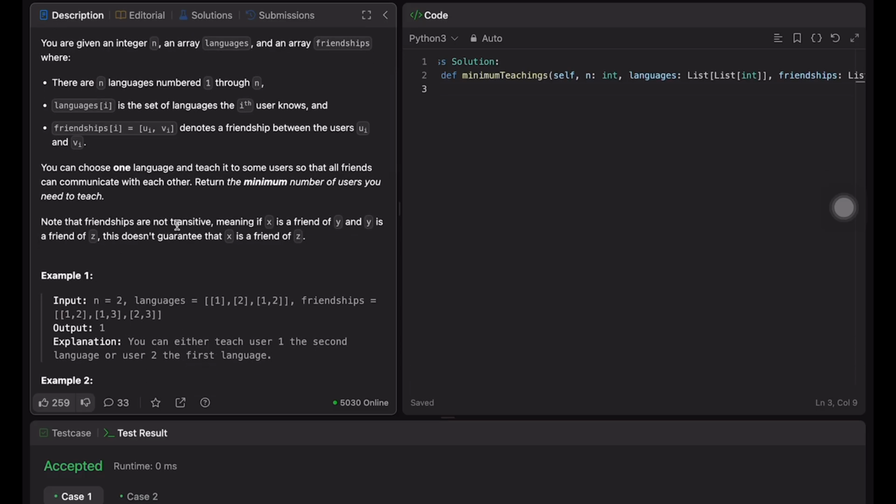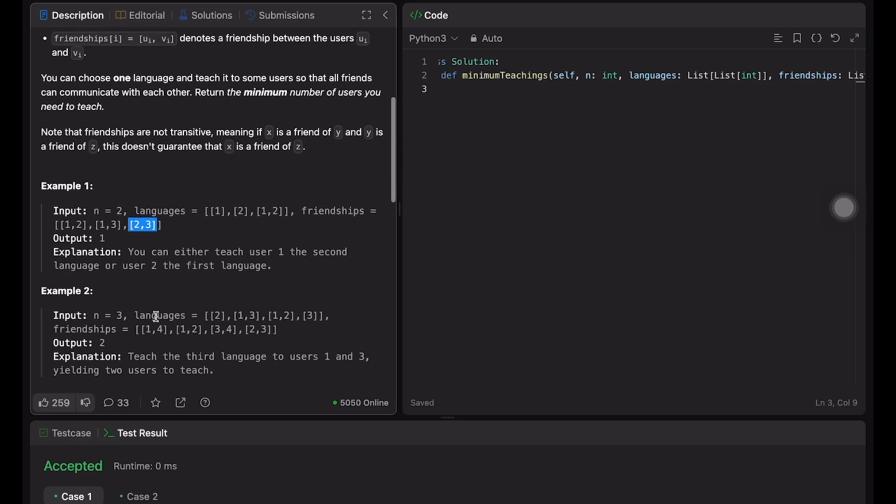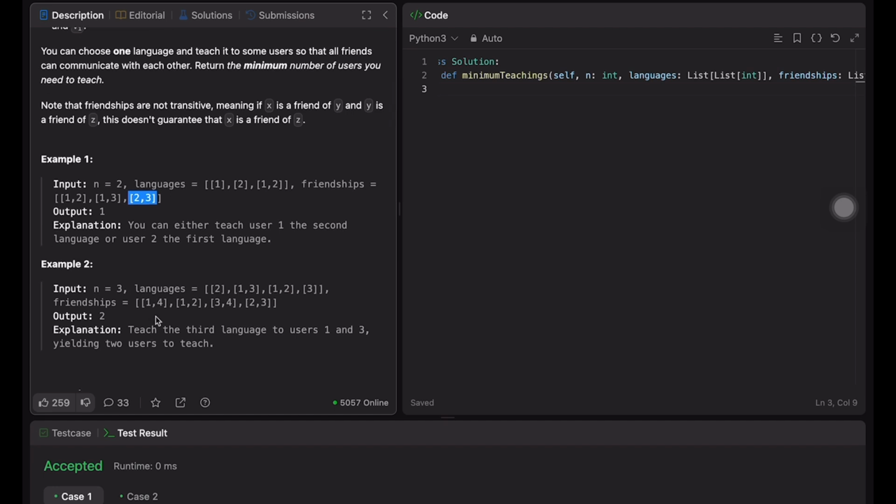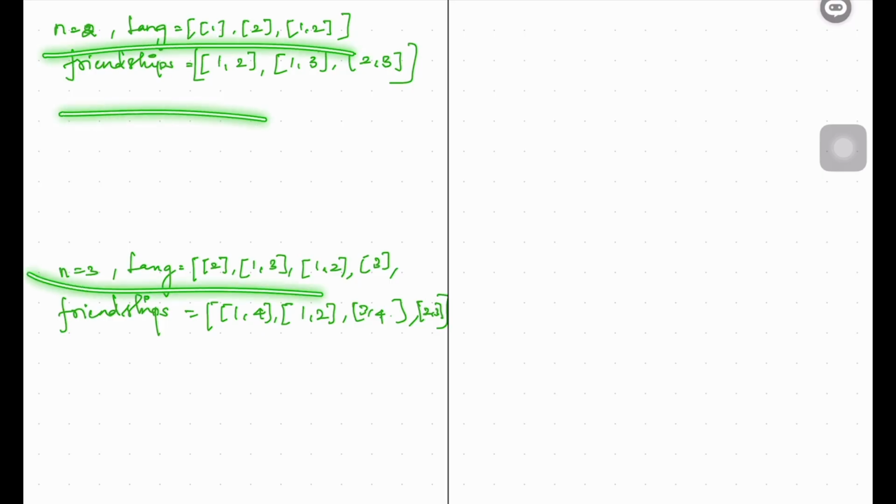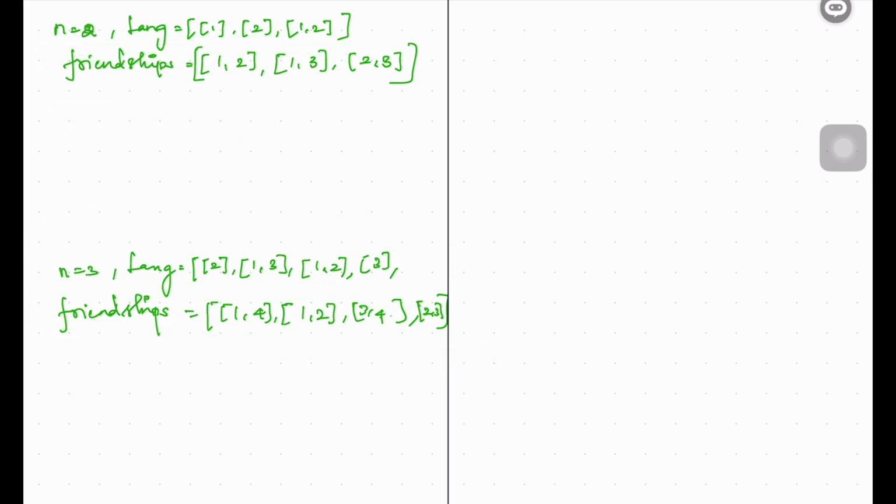Note that friendships are not transitive, which means if 1 and 2 are friends and 1 and 3 are friends, 2 and 3 are not friends directly unless they are mentioned here. Got it? Now just take a look at the examples and the explanation they have given.